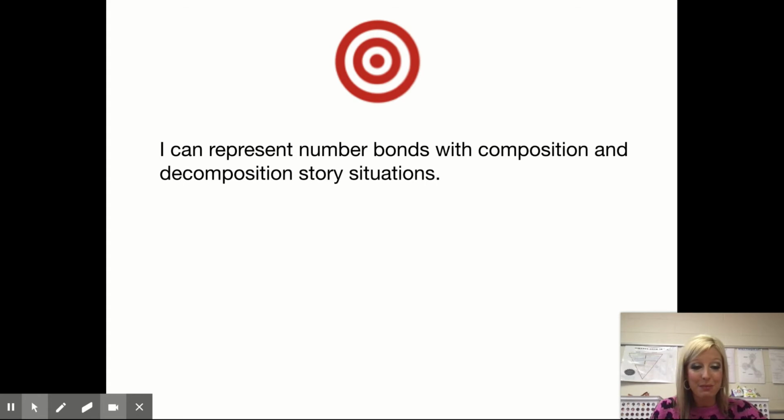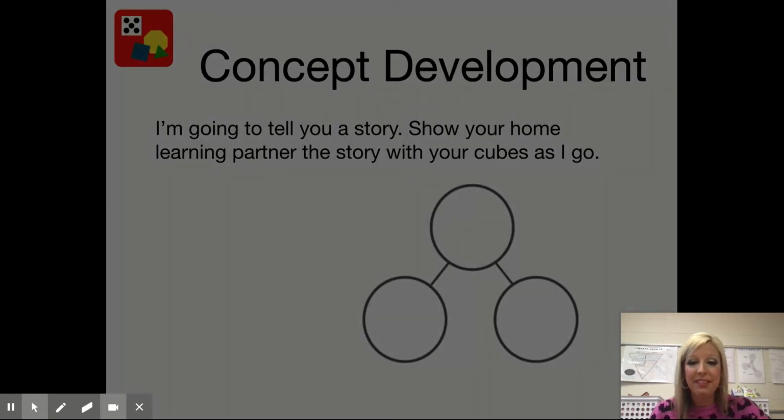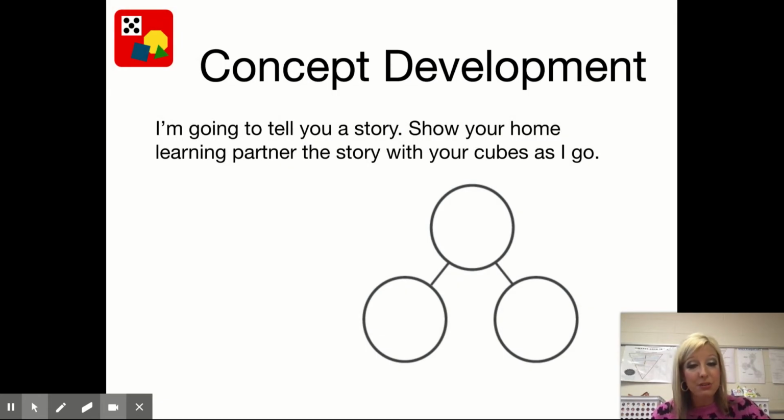So we're going to work with some more stories today. I'm going to tell you a story. Show your home learning partner the story with the cubes as I go. And just like we talked about yesterday, if you don't have the learning cubes at your home, use something that could represent these cubes.